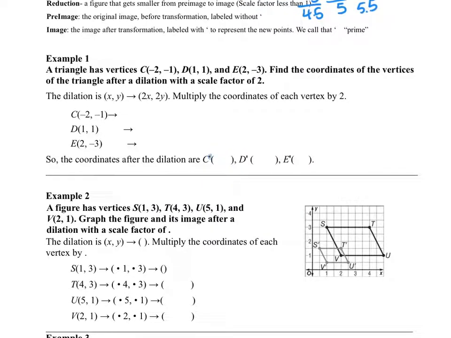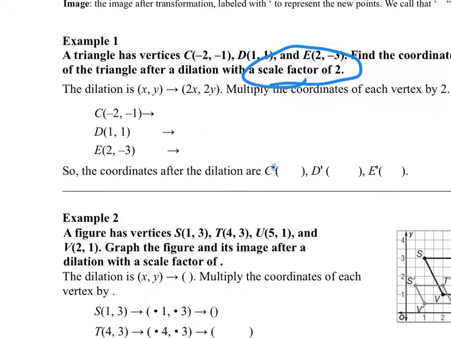It says example 1, a triangle has vertices C (-2, -1), D (1, 1), and E (2, -3). Find the coordinates of the vertices of the triangle after a dilation with a scale factor of 2. So the scale factor is 2, so that means we're going to enlarge the figure by 2. So you take each point. You say -2 times 2. What's -2 times 2? -4. So C prime is going to be -4, and -1 times 2 is going to be -2. Okay, so that would be your new point.